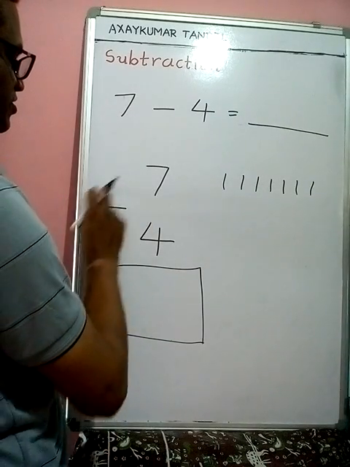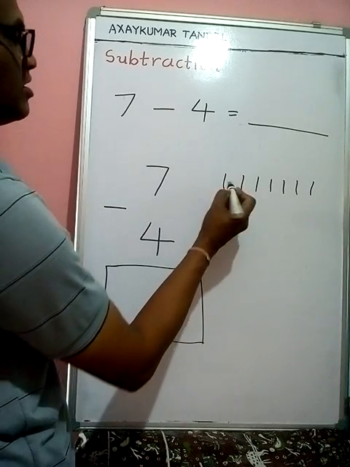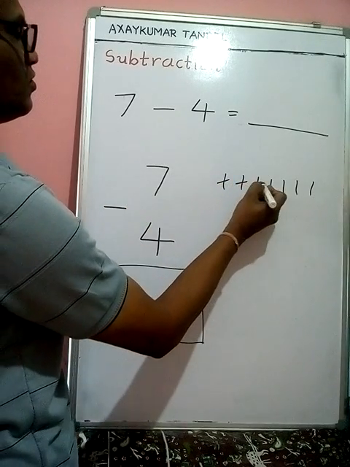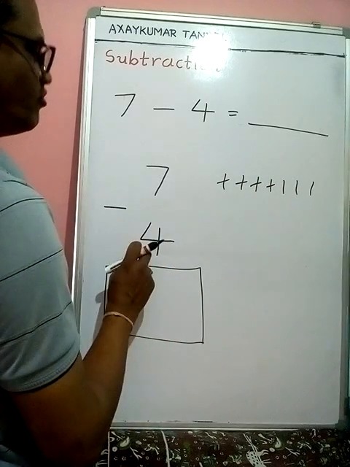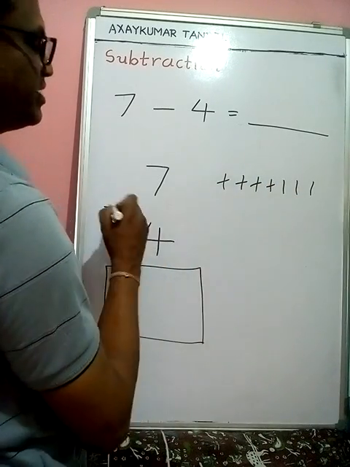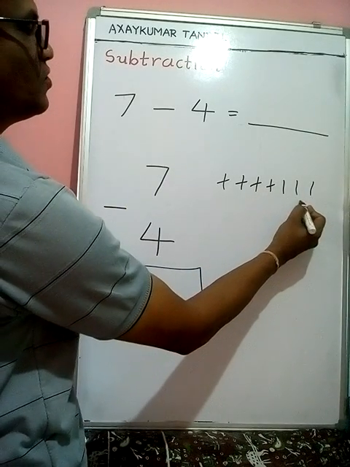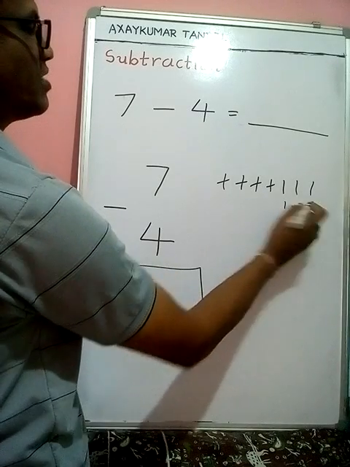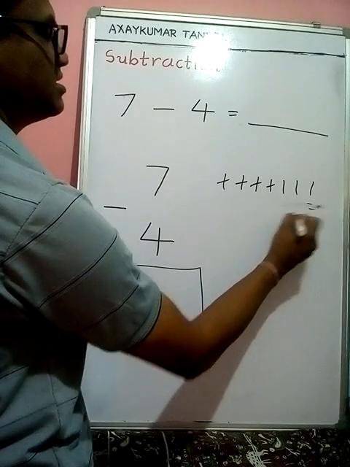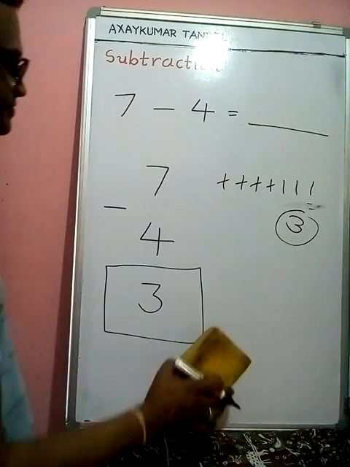Knife. Chapu, churi. How many cutting? 4. 1, 2, 3, 4. 7 minus 4. Subtract 4. Subtract means cutting. How many saving? 1, 2, 3. Okay, 3 lines. We write here 3 in answer box.